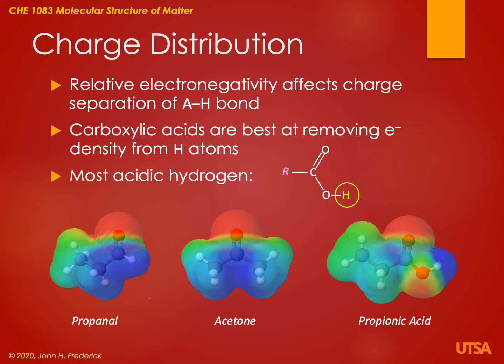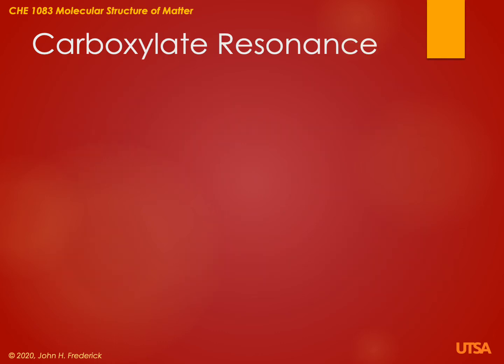Now, here are 3 carbonyl containing compounds, all with 3 carbons and a carbonyl bond. Propanal, which is an aldehyde, acetone, which is a ketone, and propionic acid, which is the carboxylic acid. And I think you can see here that the H at the far right end of the propionic acid is very positively charged according to the MEP surface, and it is by far the most acidic proton, most acidic hydrogen on any of these compounds. The other 2, propanal and acetone, do not really behave as acids at all.